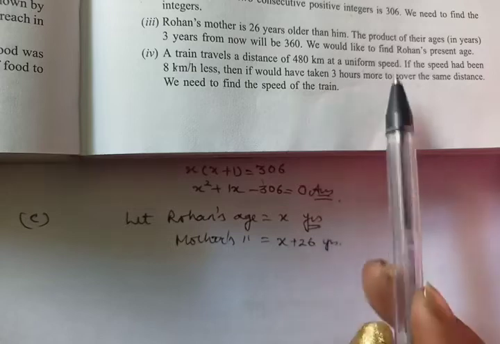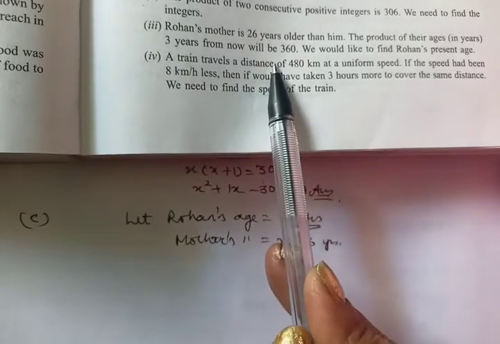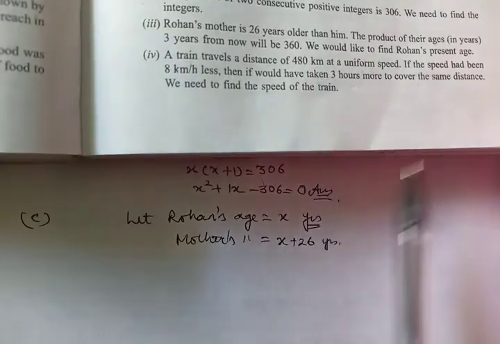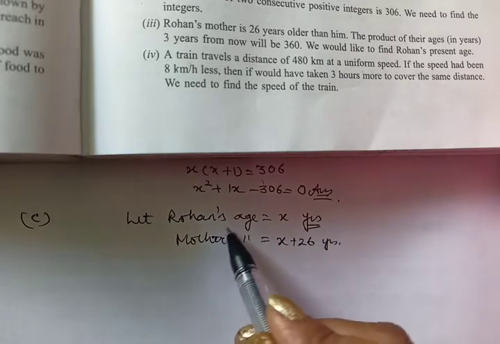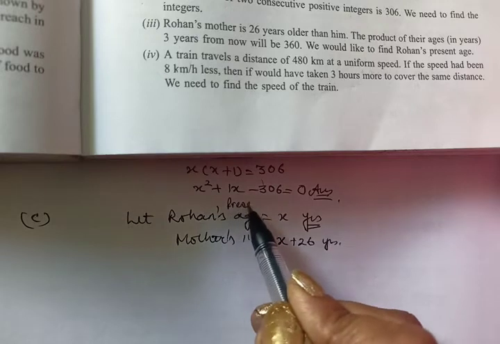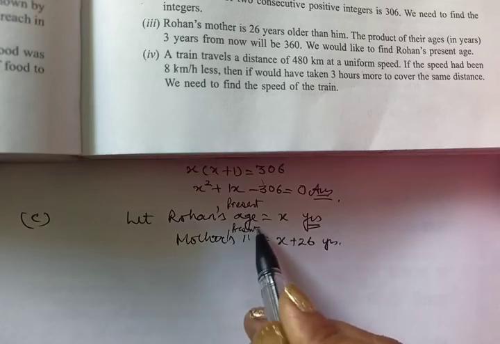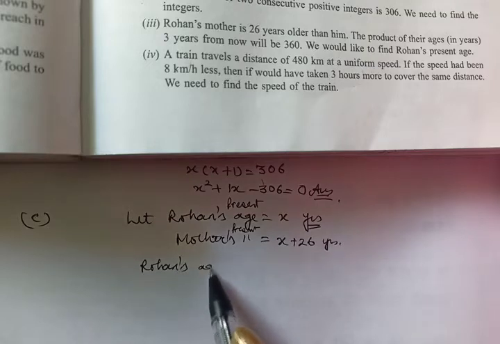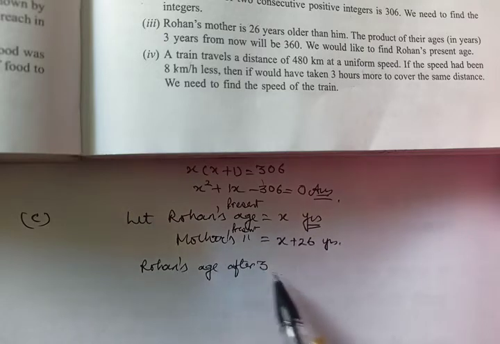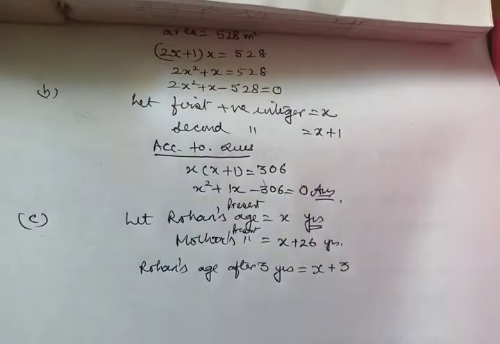And according to the question, the product of their ages in 3 years from now will be 360. Here the question has a twist: the product of their present ages is not given, it is 3 years from now. So here we will definitely let Rohan's present age, because we are given the later age as well. So mother's present age we should write like this. Now first you write Rohan's age 3 years from now. Rohan's age after 3 years. I am trying to use language as simple as I can. It will obviously be x plus 3. The child who is x years old today will become x plus 3 years old after 3 years.